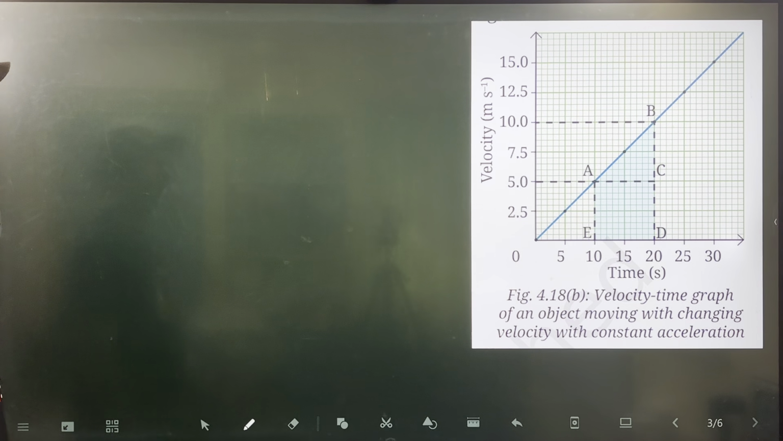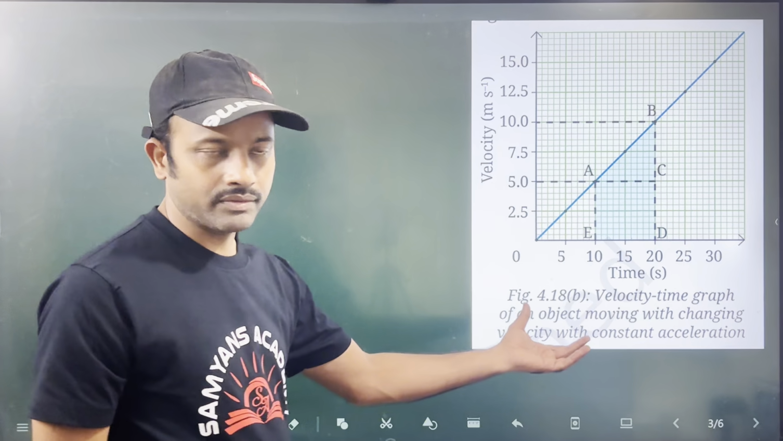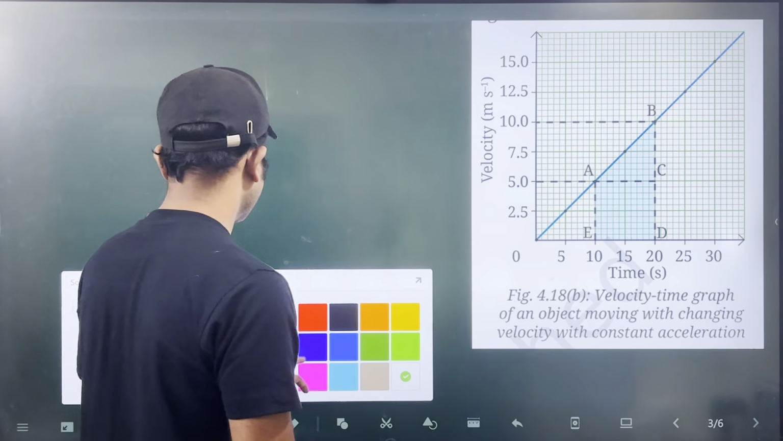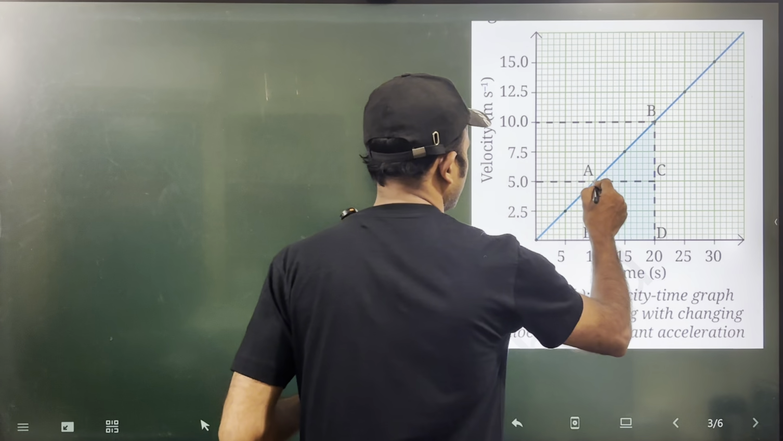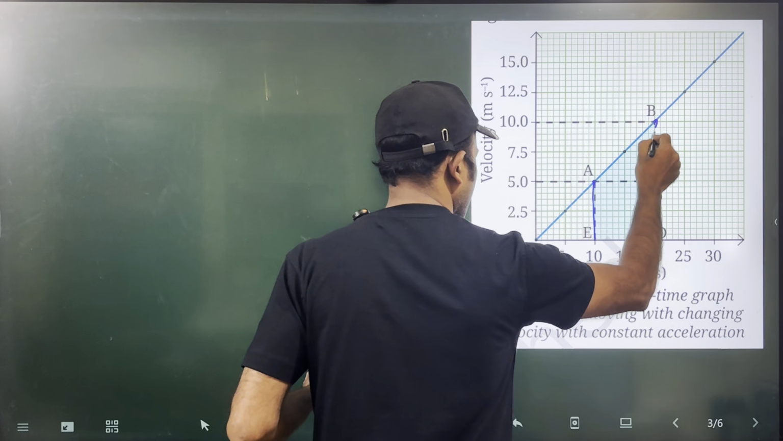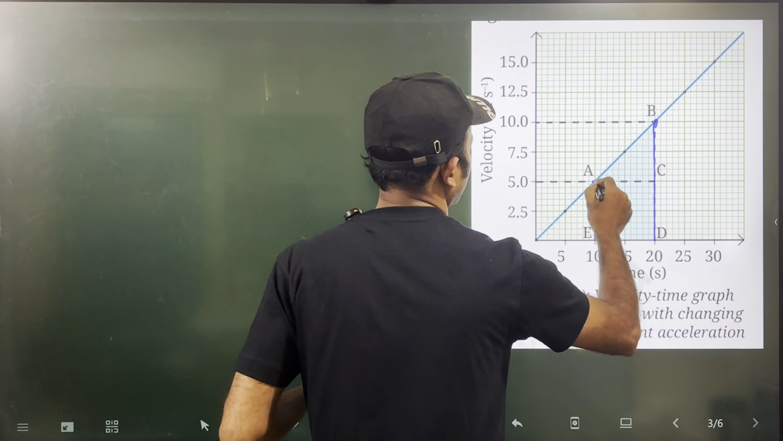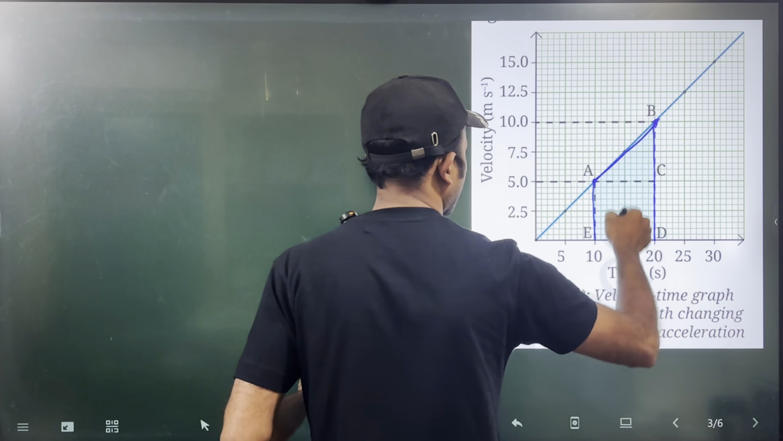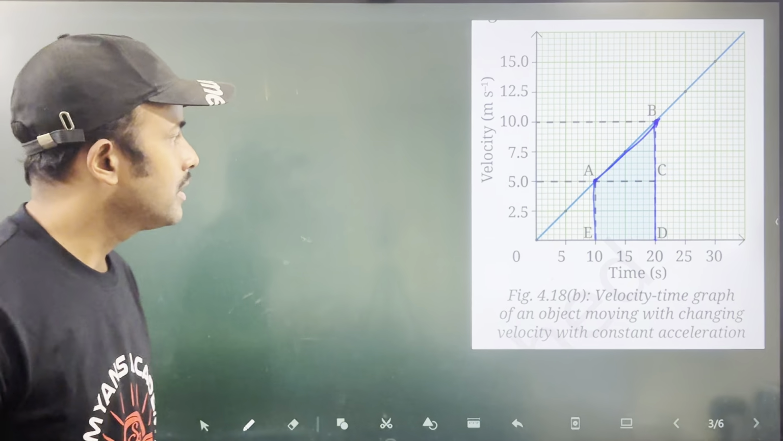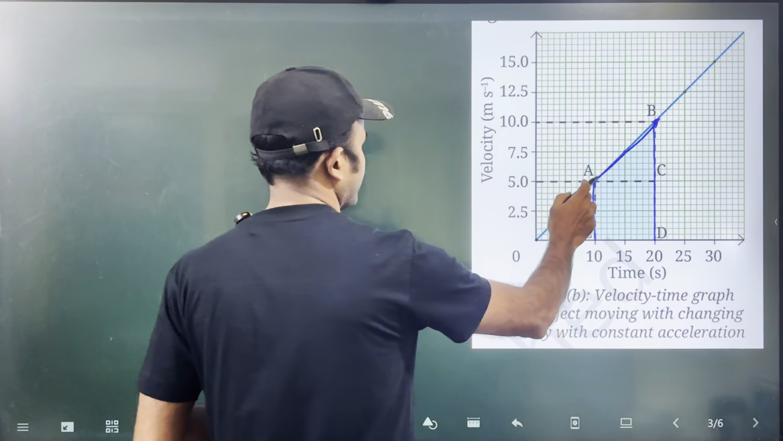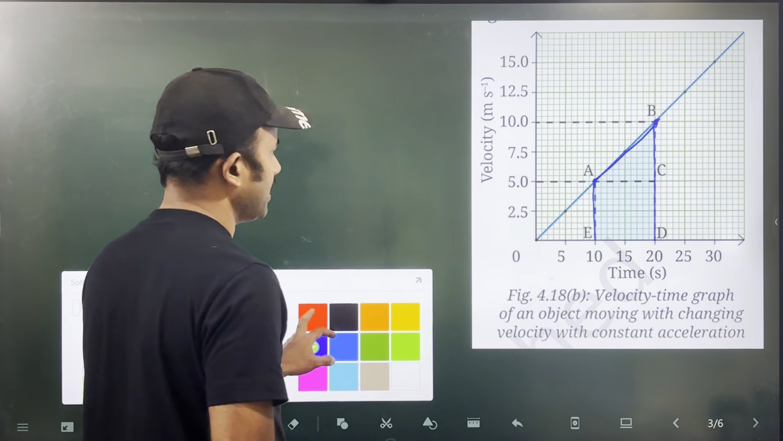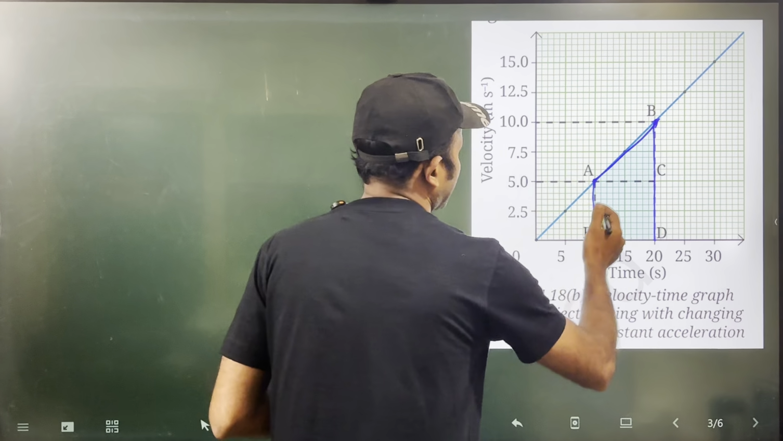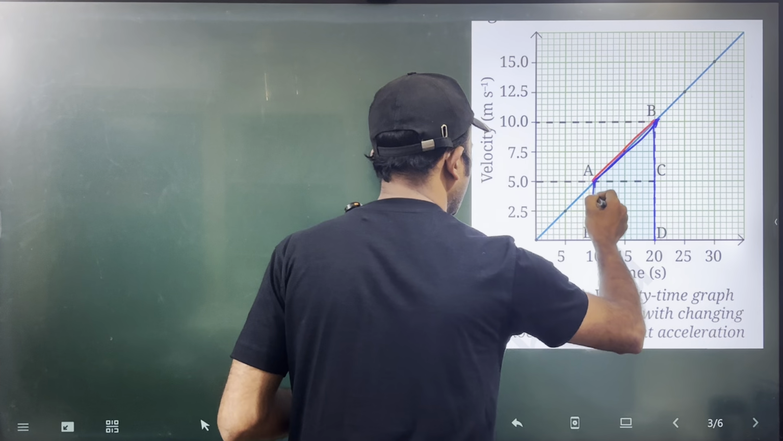Next is how do you calculate the area from this graph? You shade this part, the graph under the AB curve. Find the area under AB here. How do you find the area under AB? So you select this graph. This is the graph.